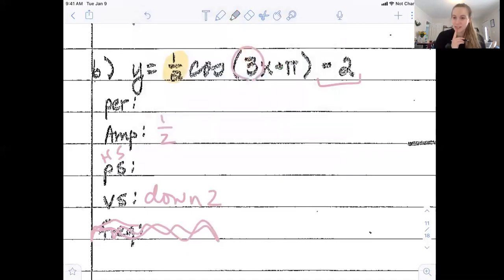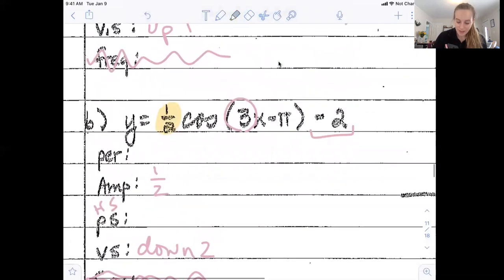Now this 3 on the inside, have you realized that none of our coefficients have been on the inside? They've all been on the outside. So that means that we have another problem here. I want it written as 3 times x plus or minus something, not 3x plus or minus something on the inside. I want it outside. So if I take that out, I need to take that into consideration. If I were to distribute it in, I would have gotten pi, so when I factor out that 3, when I divide 3x by 3 and I divide pi by 3, I'm left with pi over 3.